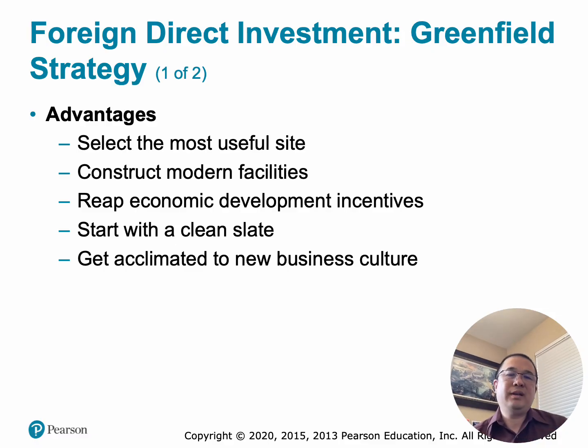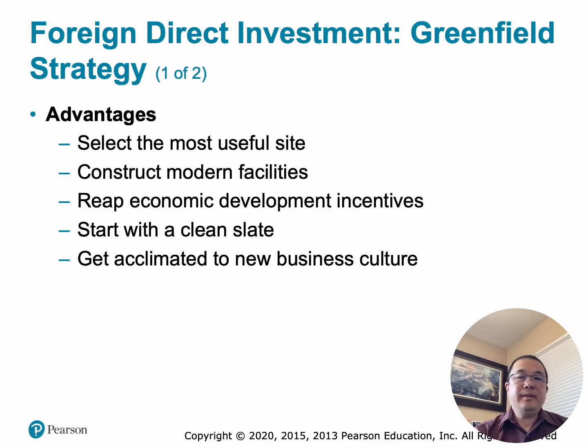Number two, construct modern facilities. Since the company builds everything new, it can use the latest technology and facility design. The benefits would be more efficient operations, better production processes, energy efficient buildings, and modern equipment. As an example, a semiconductor company can build a factory specifically designed for the newest manufacturing technology instead of modifying an old plant. So the advantage will be highest operational efficiency.